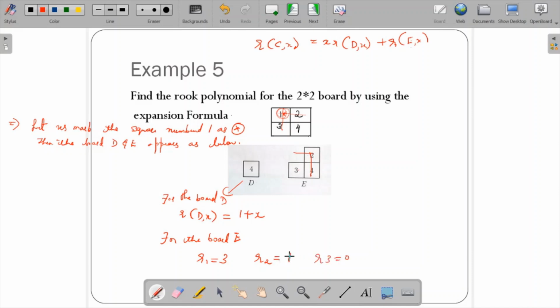So for R2 the corresponding pair is 2, 3. Therefore R of E of x would be 1 plus 3x plus 1x square, where 1 is the R2 value, R2 times x square. So this is R of E of x, and R of D of x we got. Finally, the expansion formula yields.